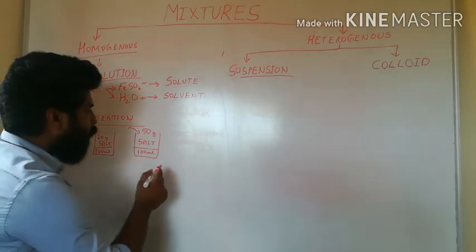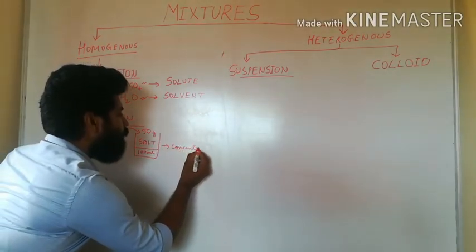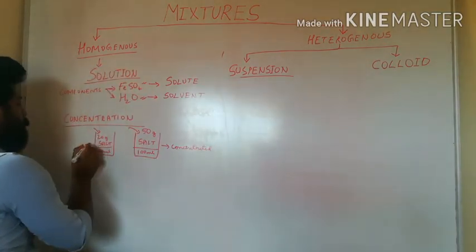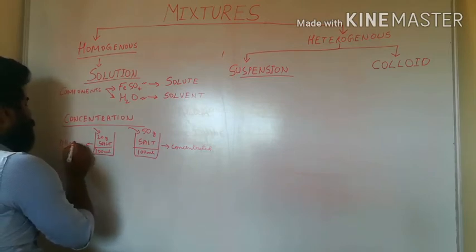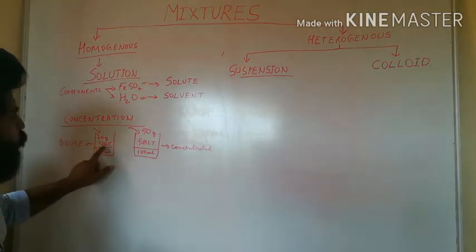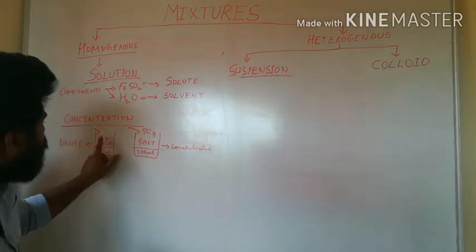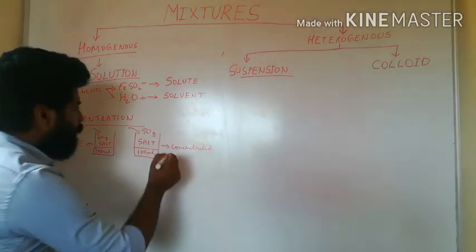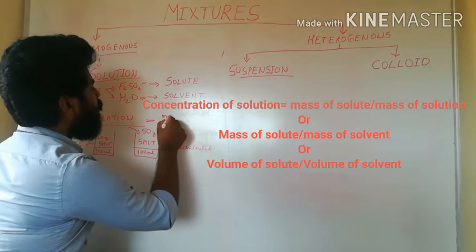So we can call this solution a concentrated solution, whereas this solution will now be called a dilute solution. When compared to this, it is a dilute solution. When compared to this, it is a concentrated solution. So the concentration of a solution can be given by the formula.